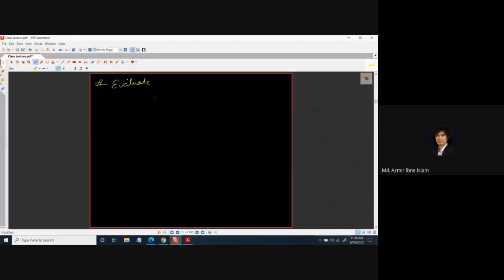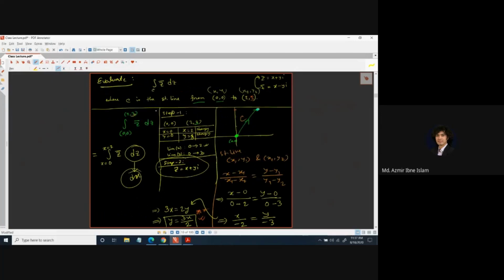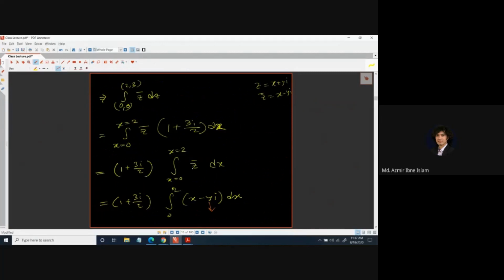Let me think about a problem. Okay, let's say we have a problem. This time it is in the form f of x, y, not f of z. We have the integral of x squared minus i y squared dz, and we have a curve C. We need to evaluate this integral. You can see that this is actually f of z. If we simplify, we will get this one. Previously we had z bar, and finally we are converting this to x minus yi. So our problem is now in this form.